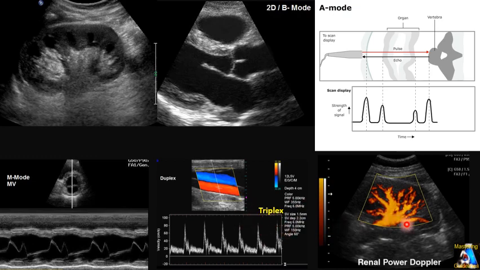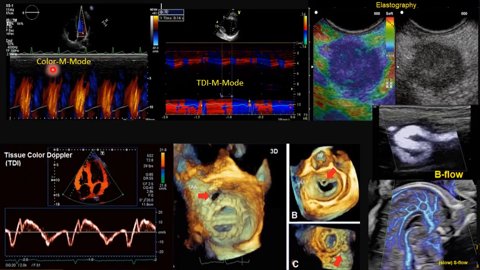Here we have another color Doppler, which we call angio, that ignores the direction of the flow, so it shows all of it. We call it power Doppler or angio. Here we have color M-mode, a combination of color and M-mode. Here we have a combination of tissue Doppler with M-mode. Here is tissue Doppler. All these three are usually used in echo.